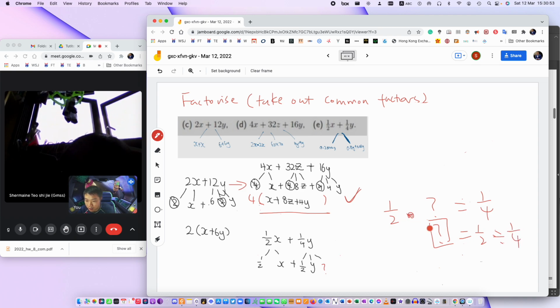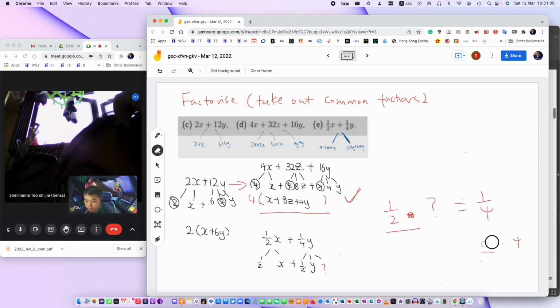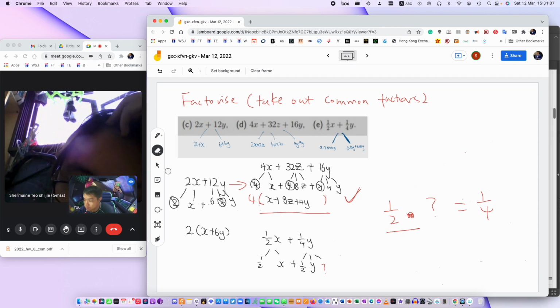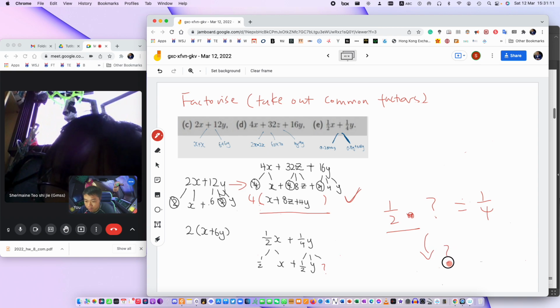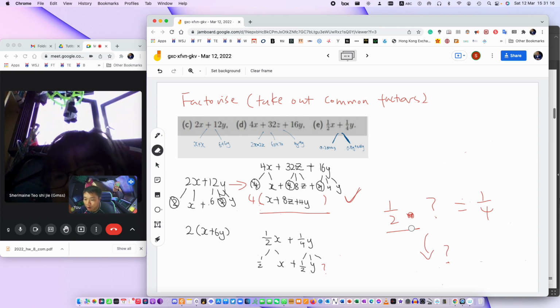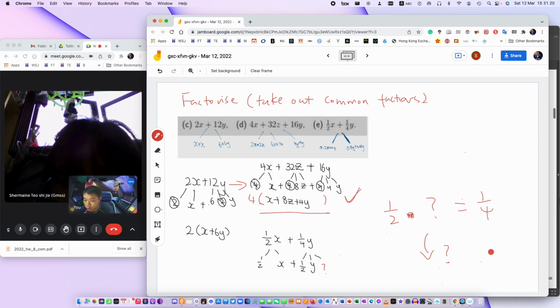This is times, how come? Half times, right? How come suddenly half divide? Can I ask you one question? How do you get divide here? So basically now you have half times question mark. So now I want to have question mark equal. How do you get question mark here?